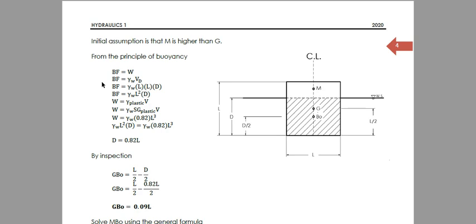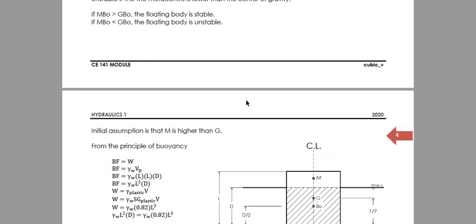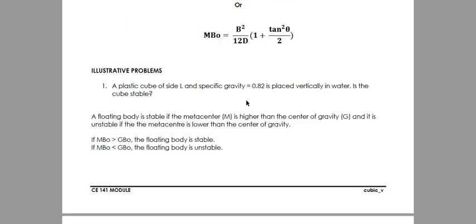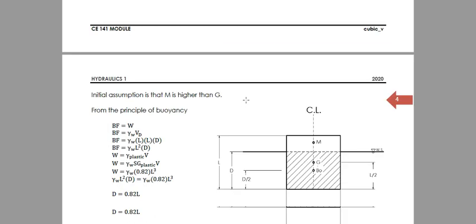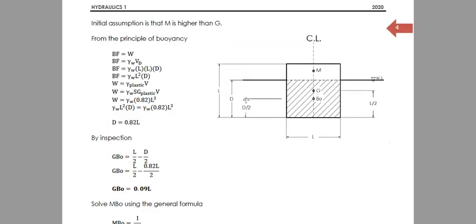We need to solve for the draft by using the principle of buoyancy. So, equate lang natin yung buoyant force and the weight, since it is a floating body. And let's try to expand this equation. Let's try to solve each variable in the equation. So, BF is equal to, sa previous topic natin, principle of buoyancy, the gamma of the displaced liquid, which is in this case water. So gamma of water times the displaced volume.